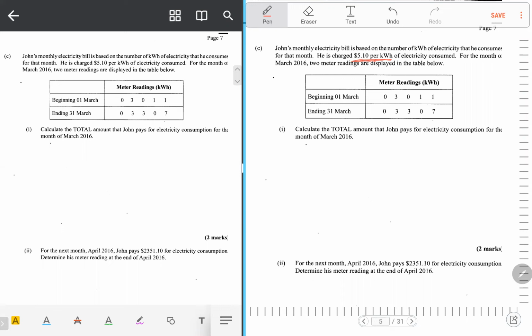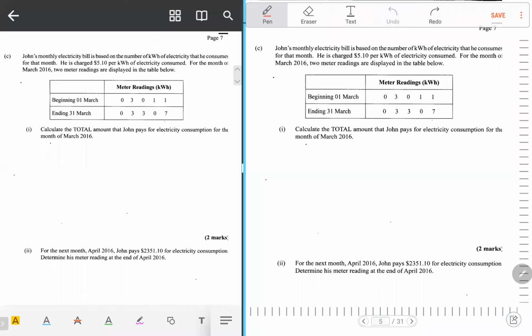It says for the month of March 2016, the 2-meter readings are displayed in the table below. So this is the meter reading at the beginning of the month, and after he used up his electricity, this is a meter reading at the end of the month. And so the difference between these two figures is the amount of kilowatt hours that you would have consumed. All right, and then once you find that amount consumed, you basically multiply that amount consumed by the rate.